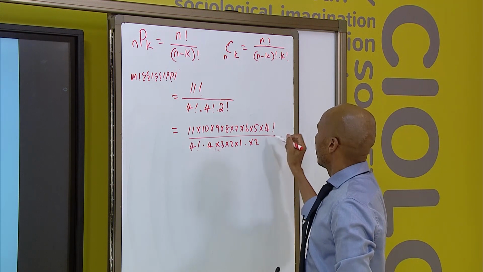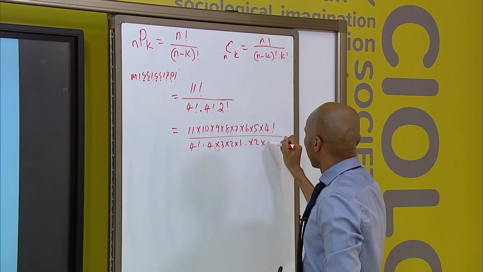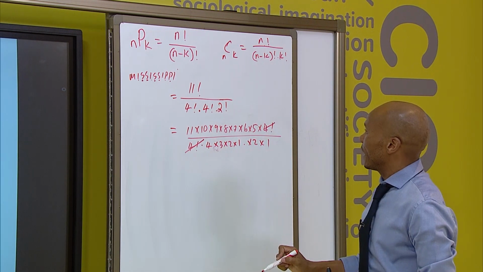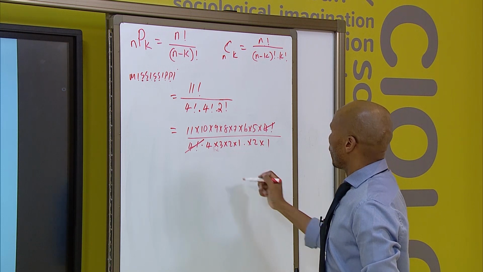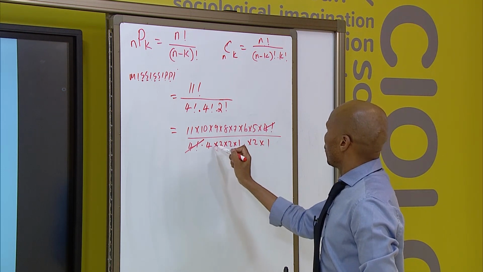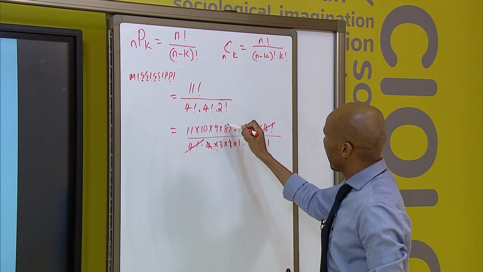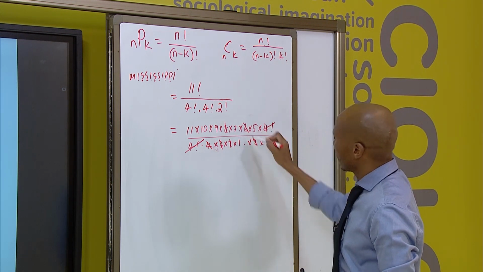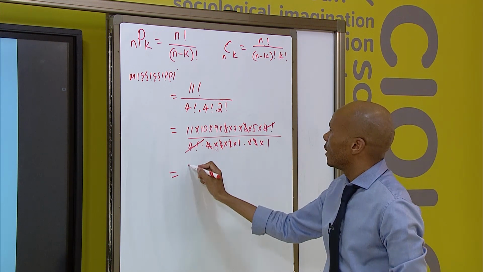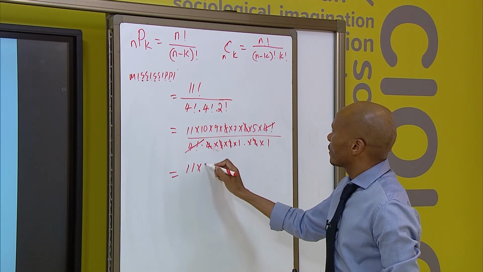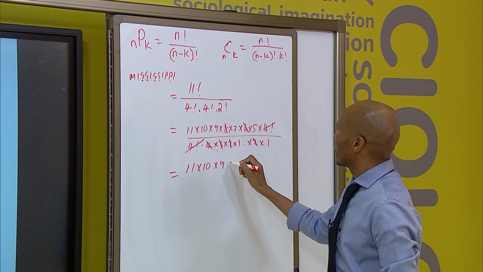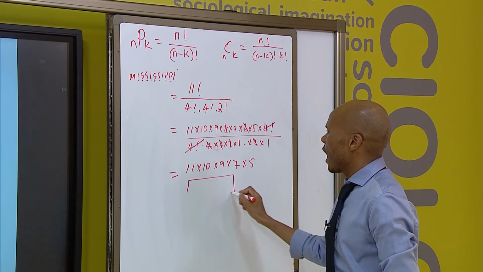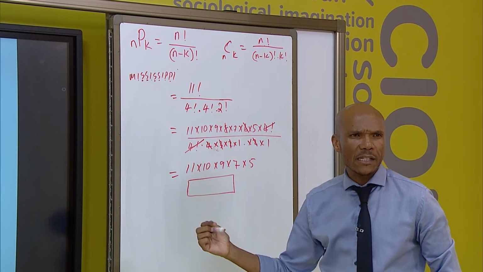times 2, times 1, right? So here, that is going to cancel out with that. But then we have 4 and 2, we make 8, so they're going to cancel out with that. And 3 and 2, they cancel out with that. So we're only left with the numbers on top. So that will be 11 times 10 times 9 times 7 times 5. And I'll leave you to just calculate that and find the answer, okay?